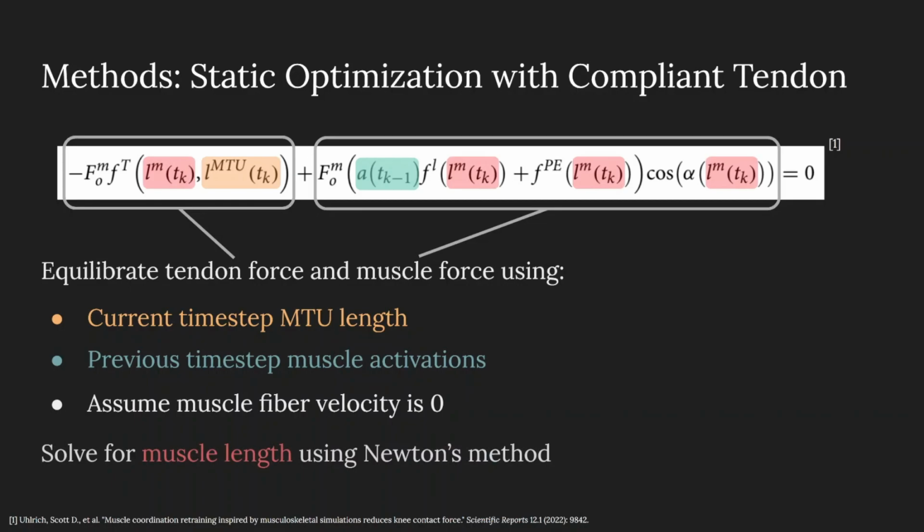The reason we assume muscle fiber velocity to be 0 is because if we had allowed it to be an unknown variable, our equilibrated muscle force equation would become a differential equation with no guarantee of convergence when solving. Secondly, it has been shown in Ulrich 2022 that this assumption of 0 muscle velocity in compliant tendon models was comparable because it produced relatively accurate results similar to experimental EMG data.